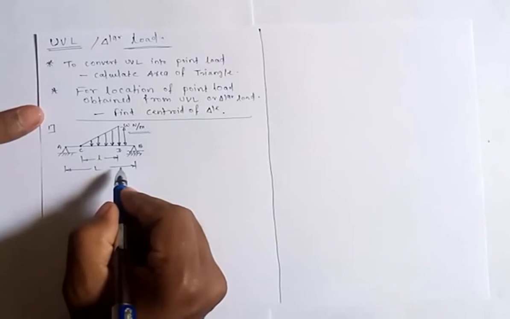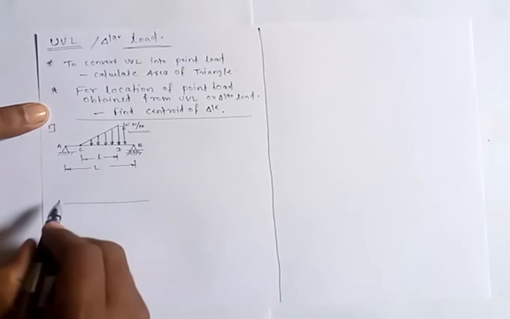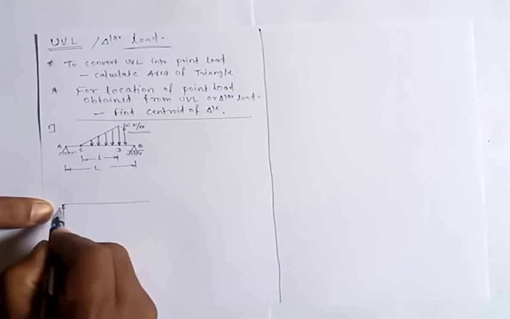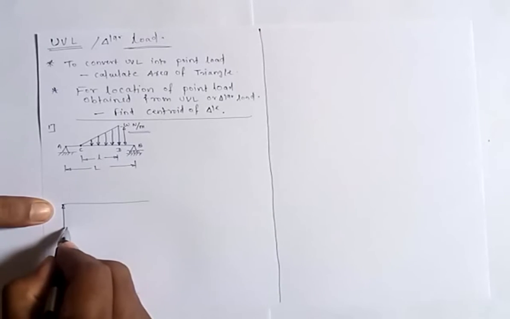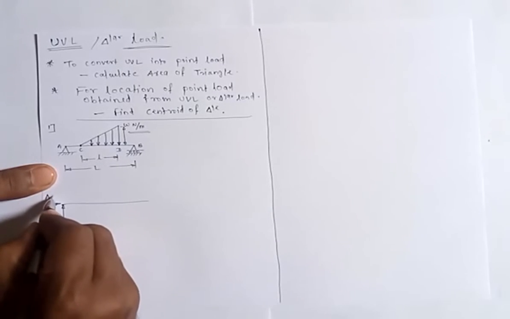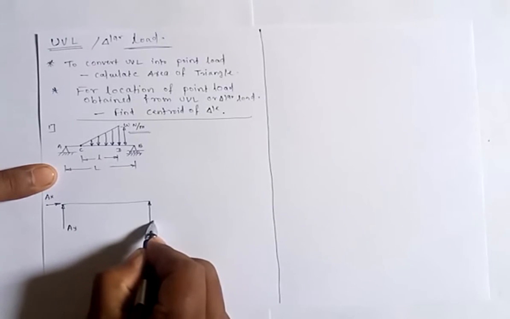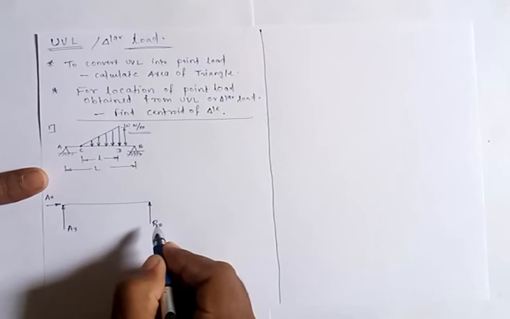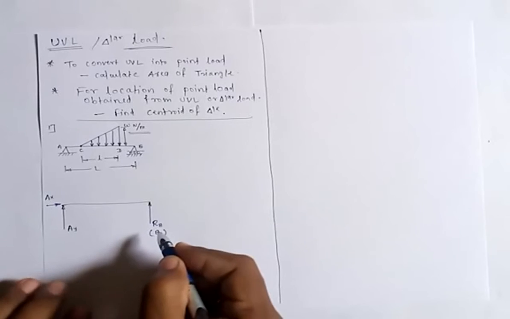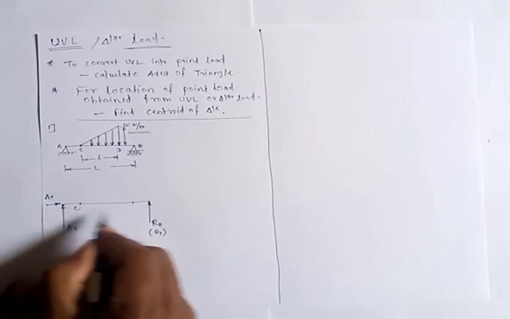Let us draw its free body diagram. This will be your beam AB. As at point A there is a hinge support, there will be two reactions, AY and AX. Here, as there is a roller support, there will be only one reaction, so we will call it RB, or you can call it BY also. This is point C. Let me mark those 2 points between which the triangular load is acting.